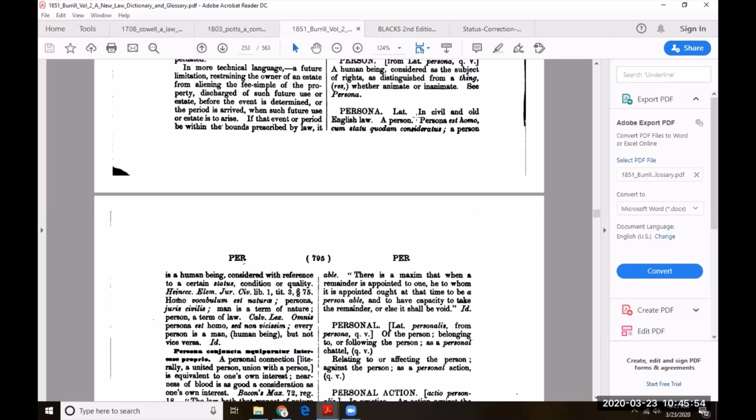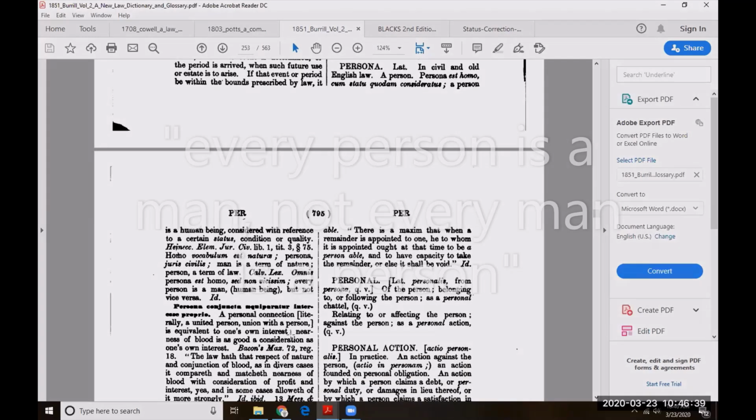Persona. In civil and Old English law, a person. Persona est homo cum statu quodam consideratus. A person is a human being considered with reference to a certain status, condition, or quality. Persona, juris civilis, man is a term of nature. Person, a term of law. Every person is a man, human being, but not vice versa. Did you catch that?